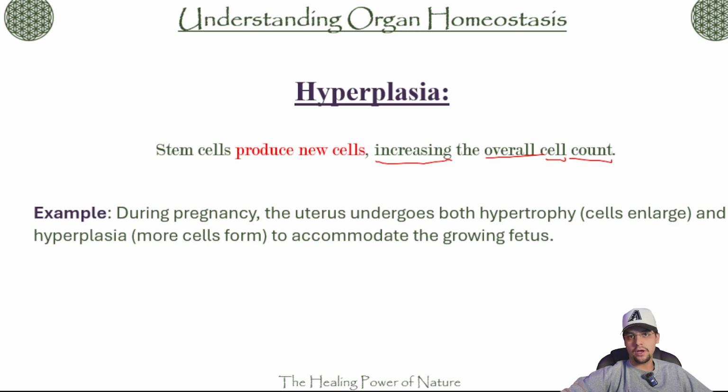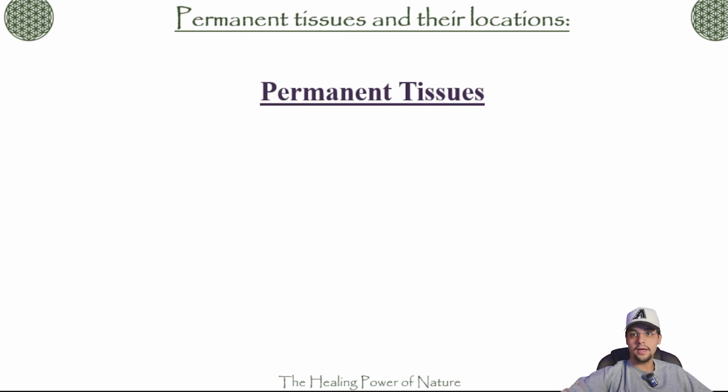So a common example that often shows up in tests, especially USMLE, is pregnancy. During pregnancy, the uterus undergoes both hypertrophy, cells enlarge, and hyperplasia, meaning more cells are formed. From what? Stem cells. Good job. To accommodate the growing fetus. So when it comes to USMLE, it's very imperative to remember that both these mechanisms, generally speaking, happen together, meaning hypertrophy and hyperplasia most of the time will occur together. However, there are exceptions. These exceptions yield very common test questions, okay? So we're going to go ahead and talk about some exceptions to this rule, all right?